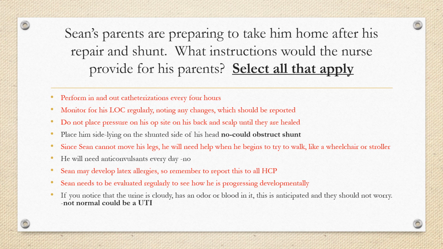Do not place pressure on his op side, on his back and scalp, until they are healed. Especially we don't want him on the side where the shunt is, because that leads to the next intervention here. We want to make sure we don't obstruct that shunt in any way. So place him side lying on the shunted side of his head. So like I just said, no, we could obstruct that shunt. So that's not correct.